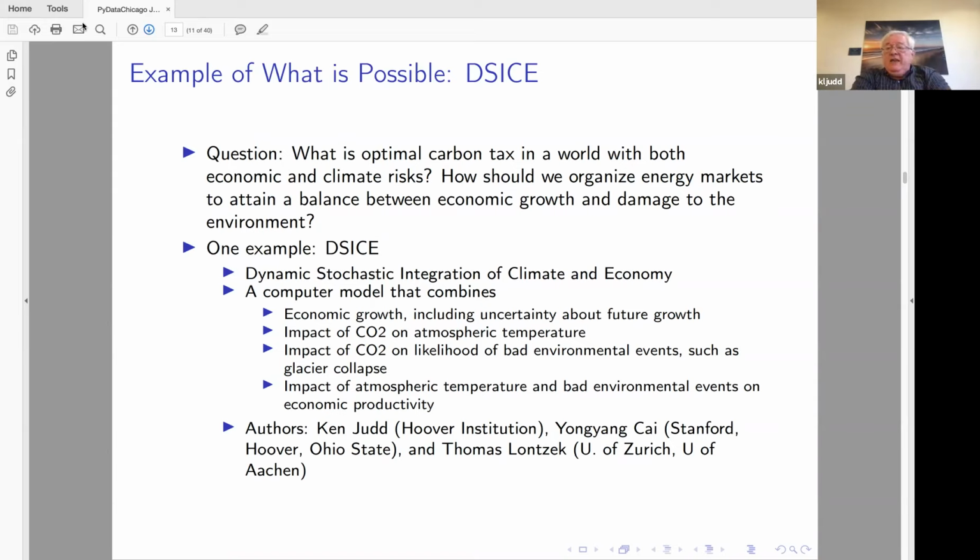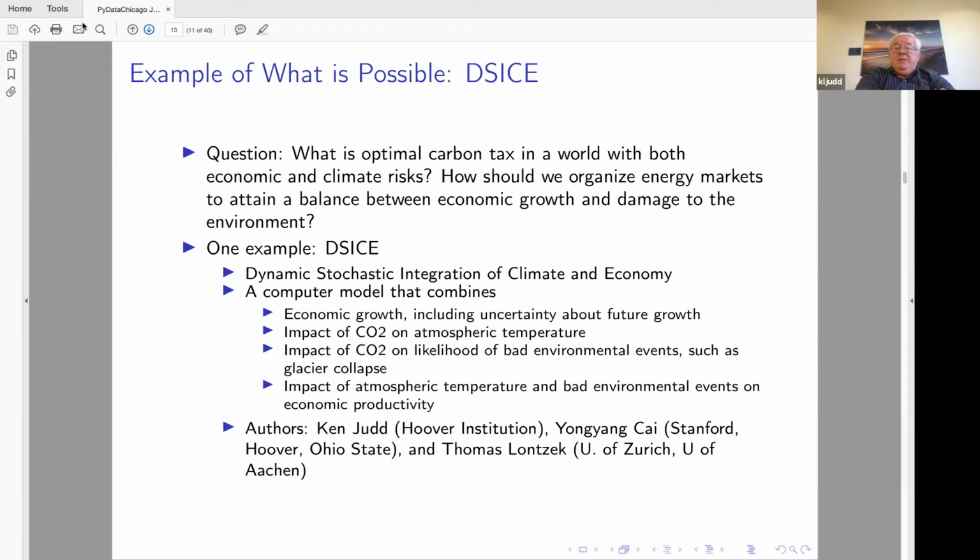What's the optimal carbon tax in the world? Now, this was a question that has been discussed for many years. Nordhaus's first work on this goes back to the early 90s. I believe Kevin Hassett had a paper even before that. Now in 2010, there was a joint effort on the part of many agencies of the federal government to determine the social cost of carbon.